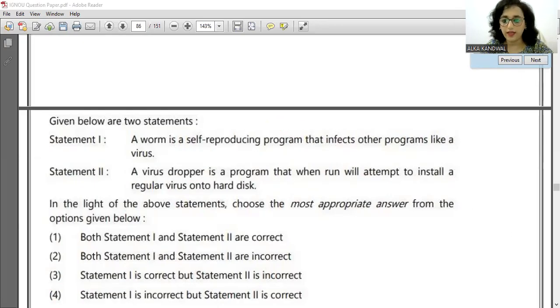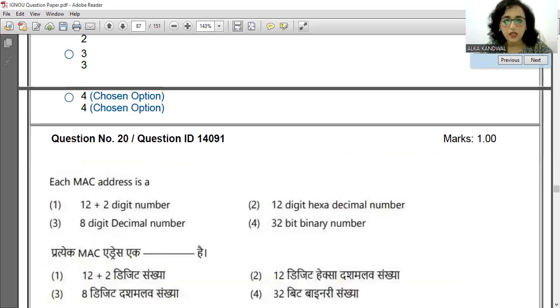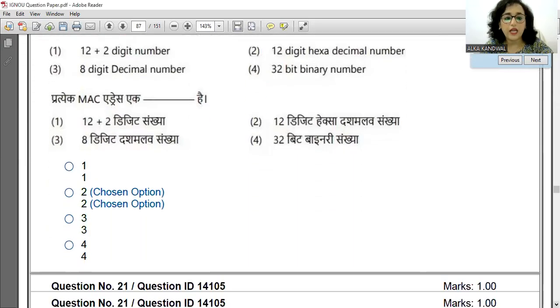So let us move ahead and let us see what is the next one. 20. Each MAC address. We had a talk on the MAC address also. We were talking that it is a 6 byte, मतलब 48 bit code, या उसको बोल सकते हैं 12 digit hexadecimal number. Each MAC address is a 12 digit hexadecimal number. So that is the correct answer. Option 2 will be the correct answer to this question. Now let us move ahead.